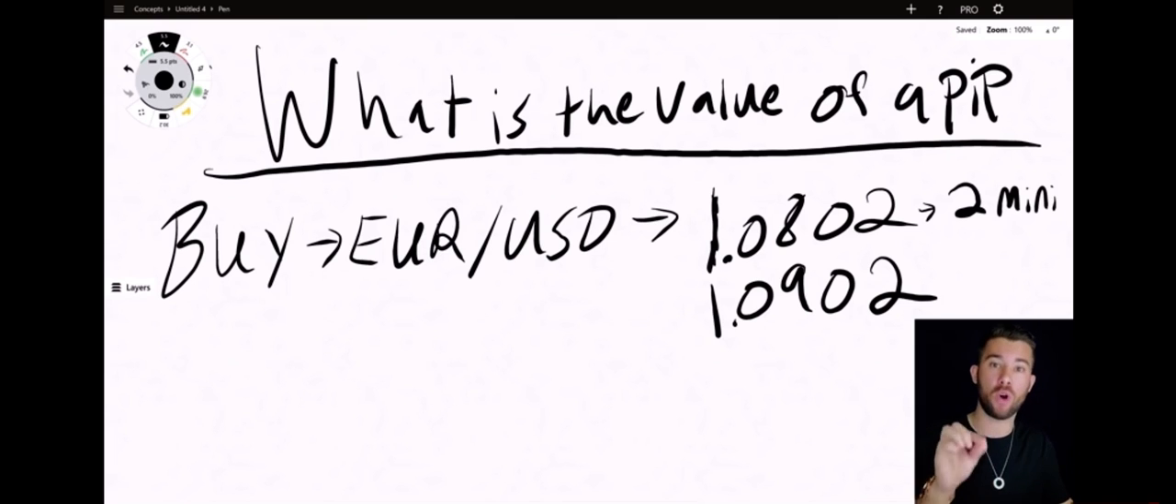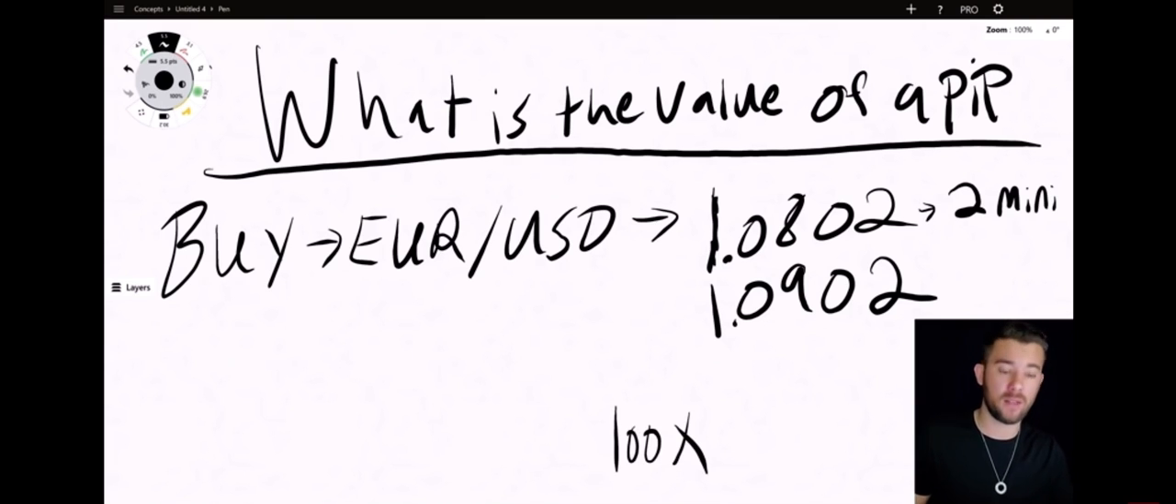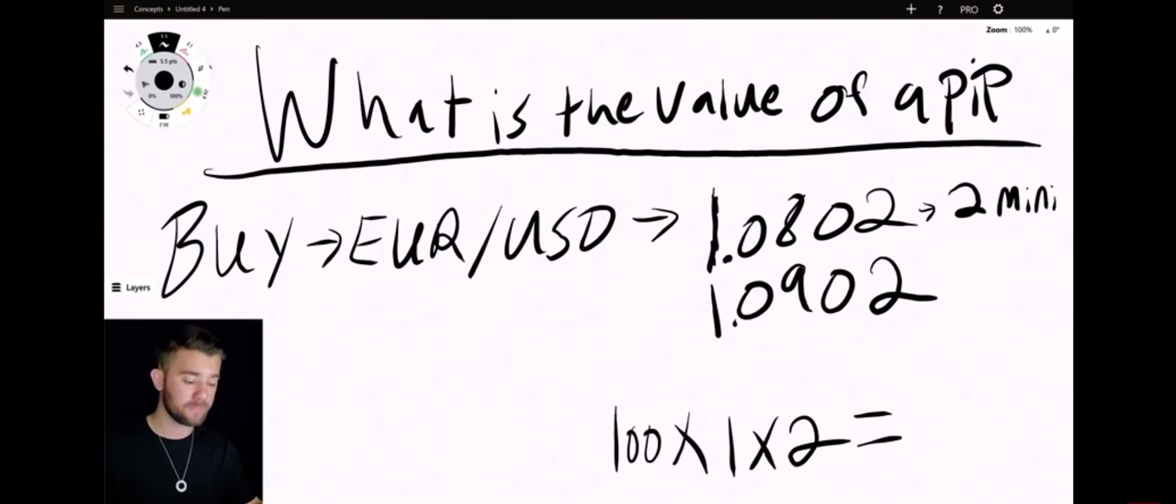A mini is worth $1 per pip, meaning the value of a pip, if you're trading a mini lot, is $1. So in this case, the market goes up by 100 pips. So our equation would still be, pips would be 100 times the value per pip when you're trading a mini lot, which is $1, times the amount of mini lots you're trading, which is 2, meaning that your profit on this trade would be 100 times 1, which is 100, times 2, which is the amount of mini lots you're trading. So you would have a profit of $200 on this particular trade.